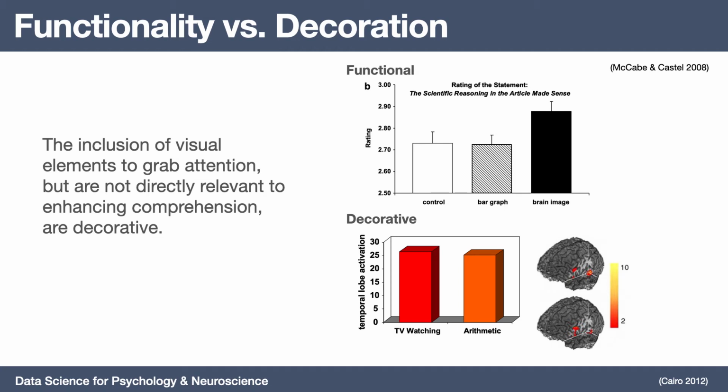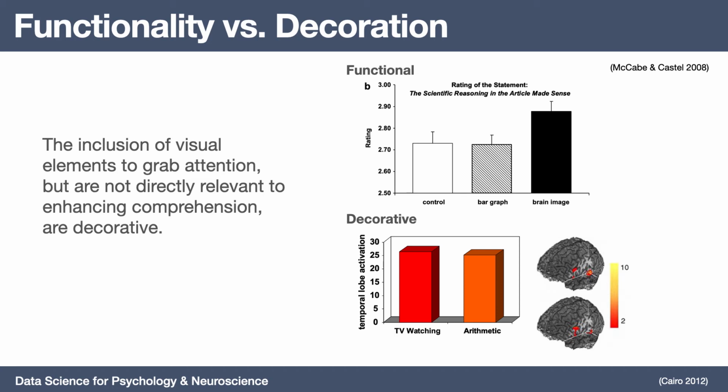Next, there's the distinction between functionality and decoration. The inclusion of visual elements to grab attention, but that are not directly relevant to enhancing comprehension, are decorative. We don't do a lot of decorative things in science. This is more common in journalism. So a purely functional graphic is like a bar plot, as you see on the top. Here we're just showing mean ratings from different groups, in this case, rating the reliability of scientific information in a control condition, just looking at a bar graph, or looking at a bar graph with the brain image. On the bottom is the bar graph with the brain image itself.